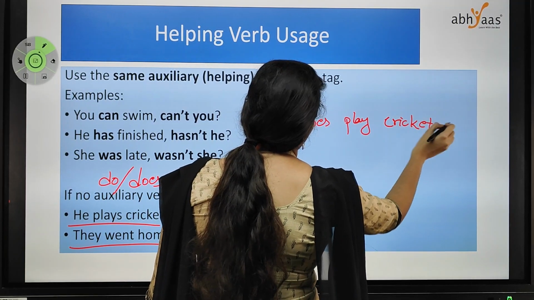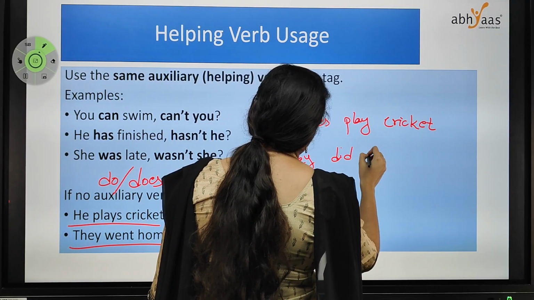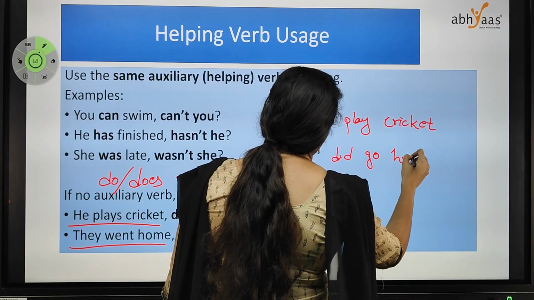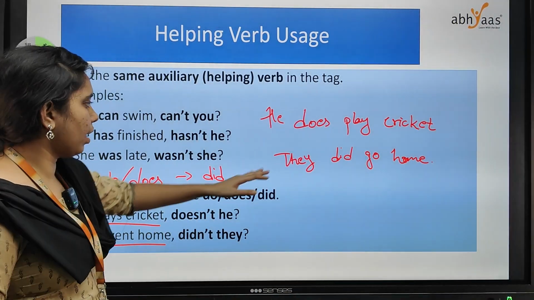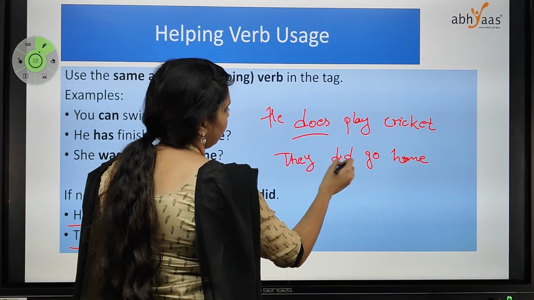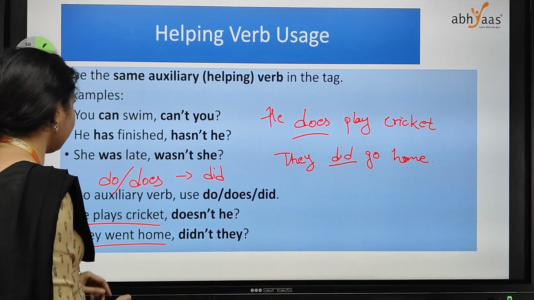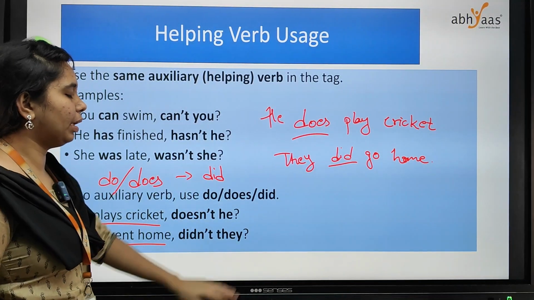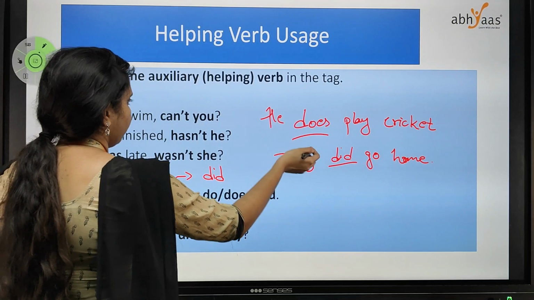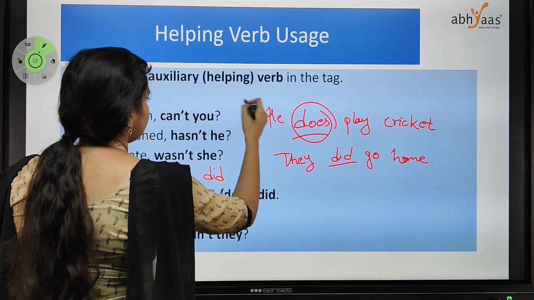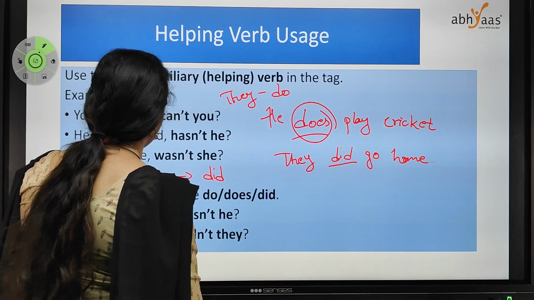And they went home becomes they did go home. Both of these sentences have the hidden verbs does and did. And if the noun is in plural form, for example, if they play cricket, then it becomes they do play cricket. If it's singular, it's does. If it's plural like they, it becomes do.